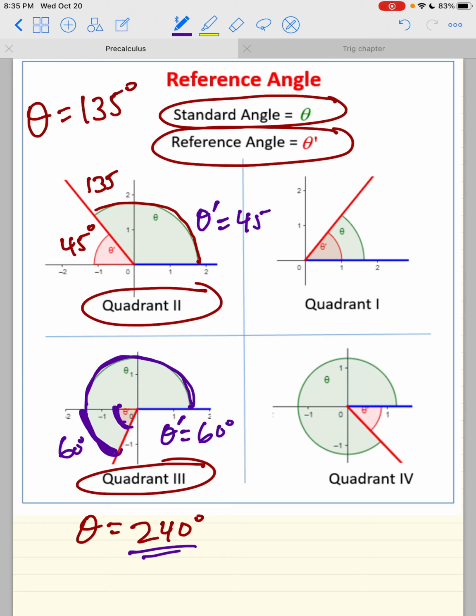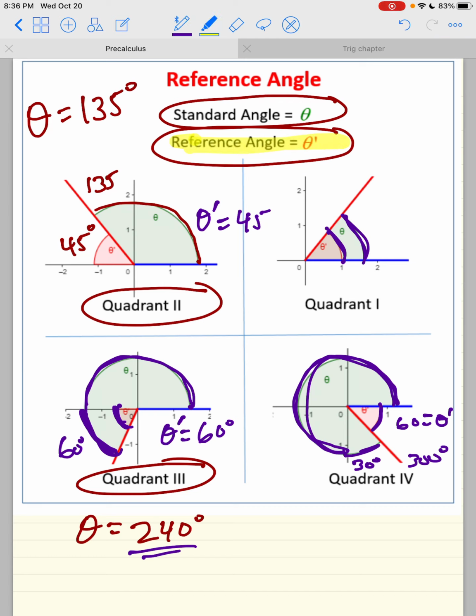Here in quadrant 4, let's call this 300 degrees. Well, you get all the way here. That's up to 270, right? 270 and then 30 more. So what's the reference angle? 60. Here, the reference angle and the standard angle are identical. So my question to you is, how do we find these reference angles?